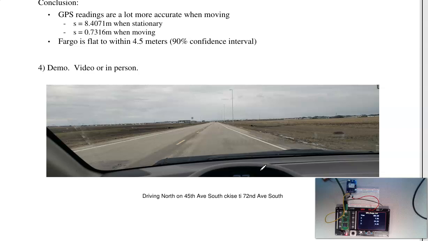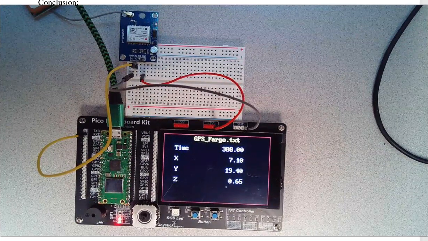And that is homework set number 10. I'm going to use the Raspberry Pi Pico along with a GPS sensor to record my latitude, longitude, and height, and from the height, give an idea of how flat Fargo is.